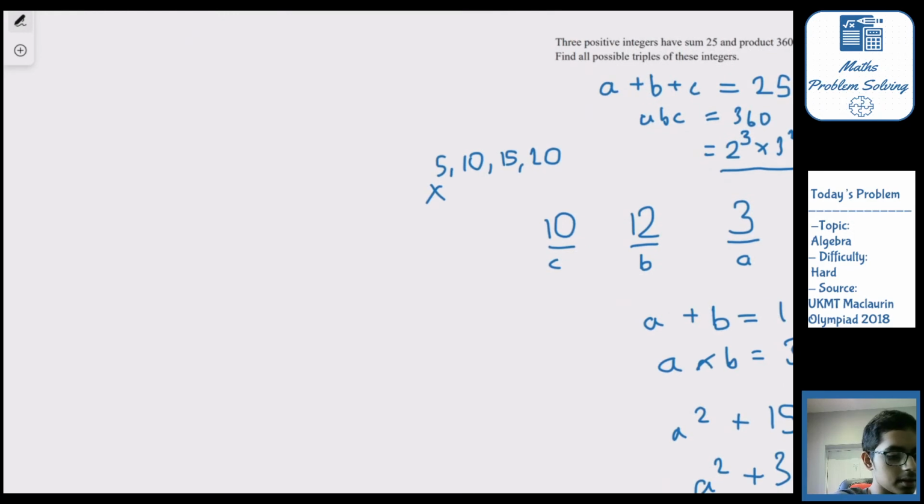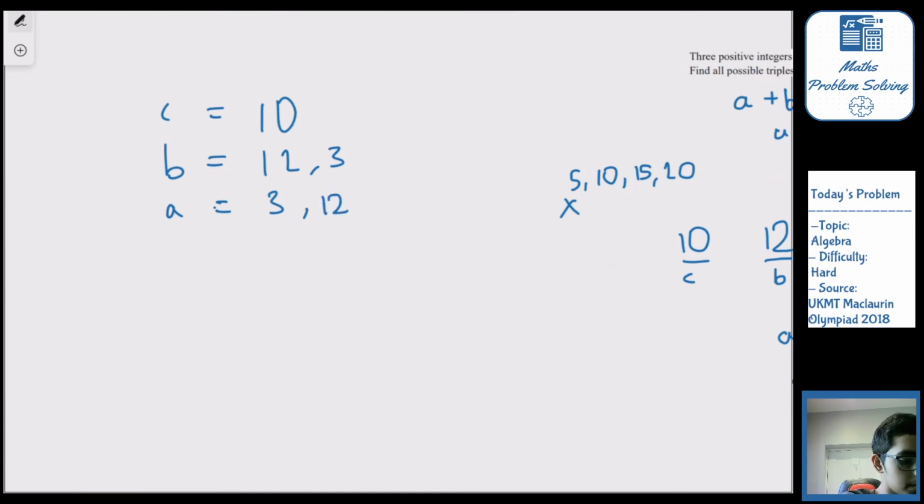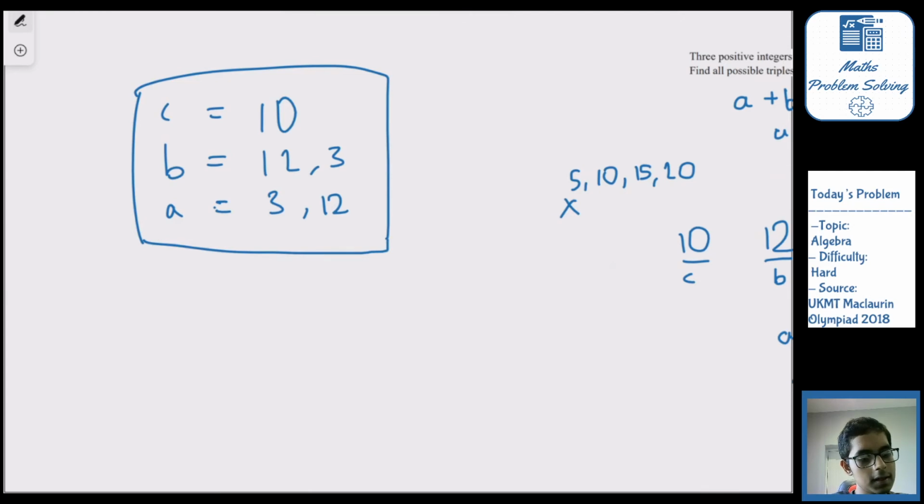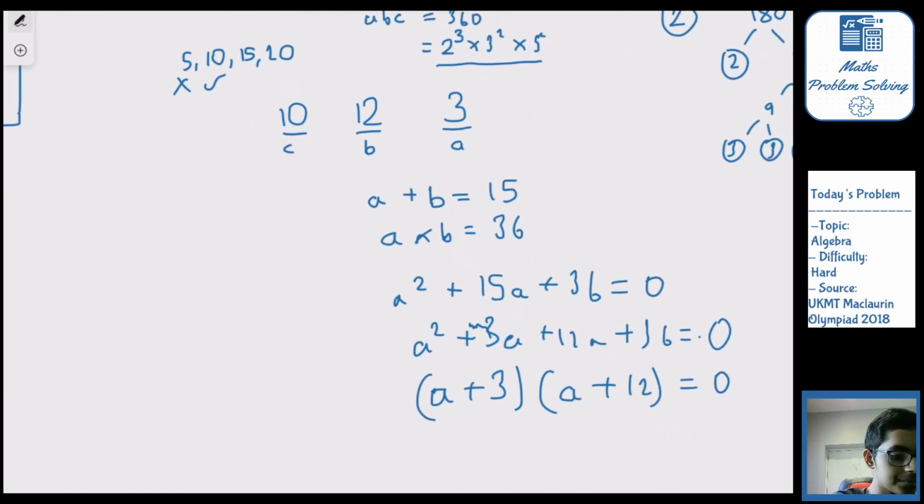So let's just write that over here. So for c equals 10, let's say b equals 12 and a equals 3. In reality, it's like this. So let's just write it like that. That is one possible solution set. So we can add a tick next to 10, and now let's go through the other two terms.